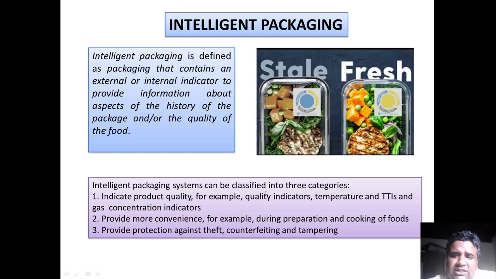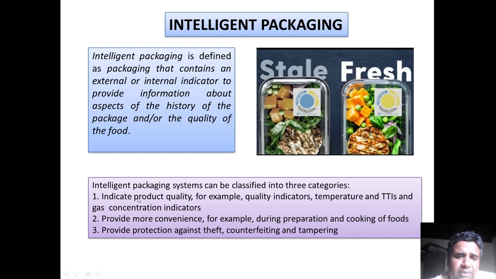Intelligent packaging systems can be classified into three categories. What are these three categories? Number one, indicate product quality, for example quality indicators. It can be time temperature indicators, and it can be gas concentration indicators. Number two, provide more convenience, for example during preparation and cooking of the food. Number three, provide protection against theft, counterfeiting and tampering. So these are the three systems in the case of intelligent packaging.